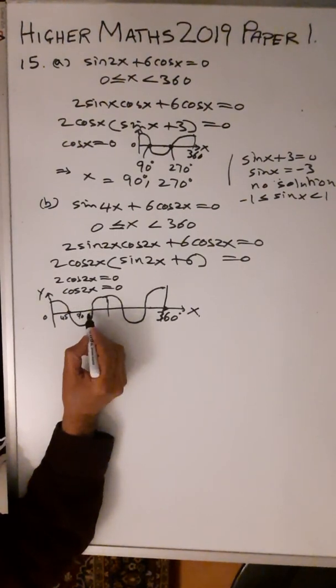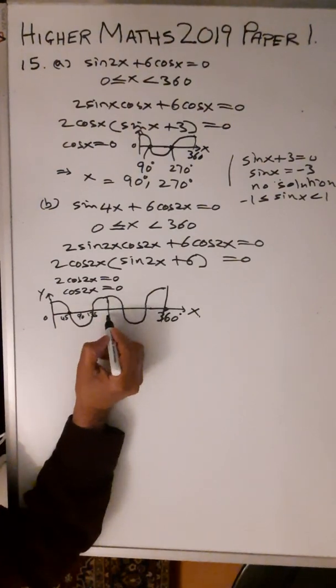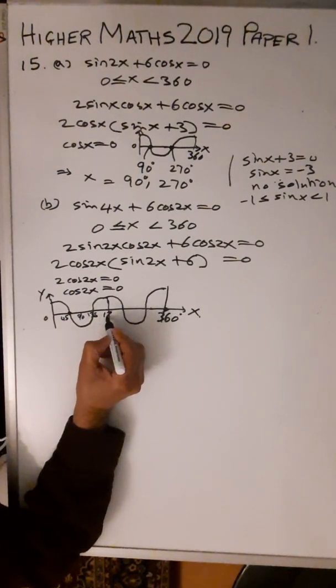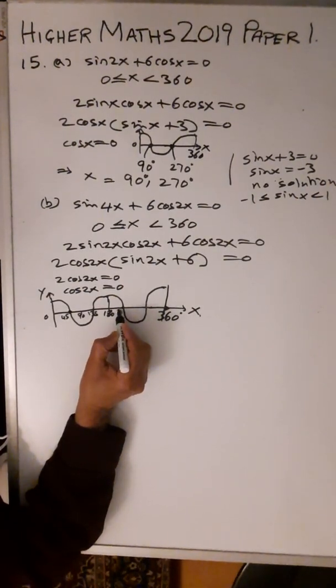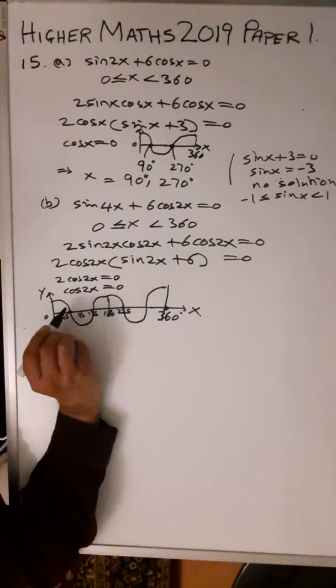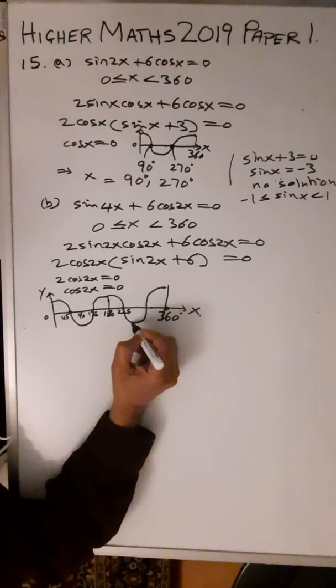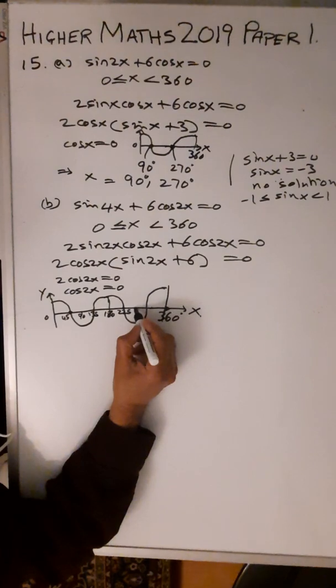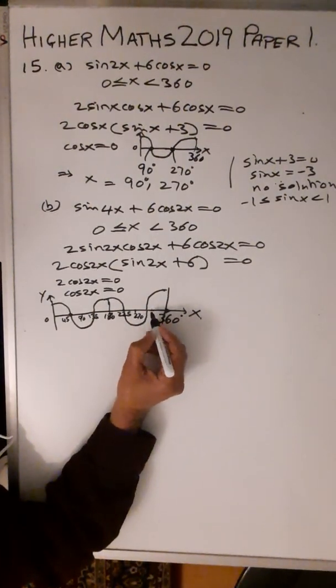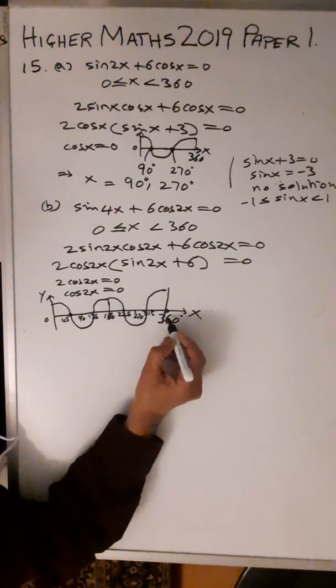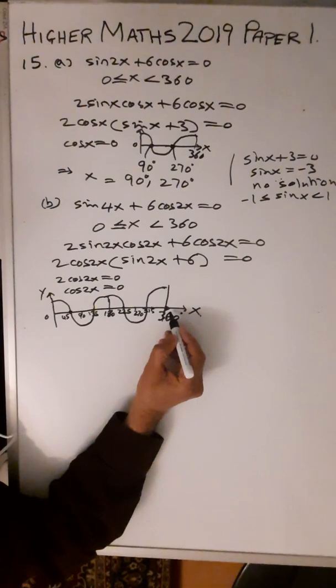Now you're adding another 45 there, so this is going to be 135 degrees. This in the middle here is 180 degrees. Adding 45 there gives you 225 degrees here. Again, adding 45 would give you 270 degrees. Adding 45 there gives you 315 degrees. Obviously, then adding 45 takes you to 360.